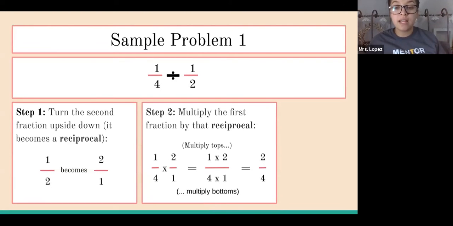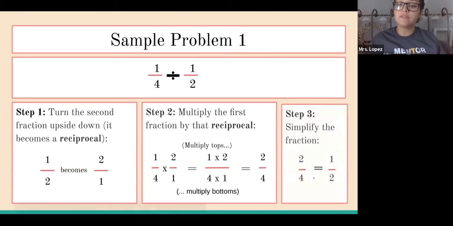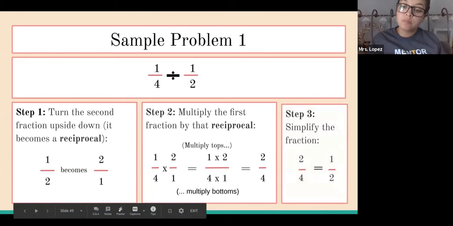In our third step, we have to simplify the fraction. So we simplify 2/4 to its lowest form, which is 1/2, because 2 goes into 2 evenly 1 time and 2 goes into 4 evenly 2 times.